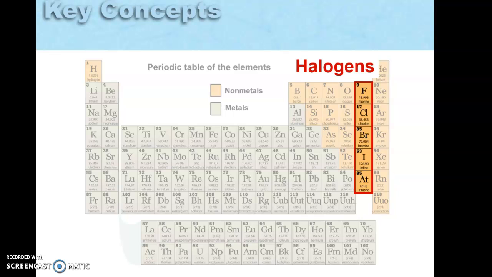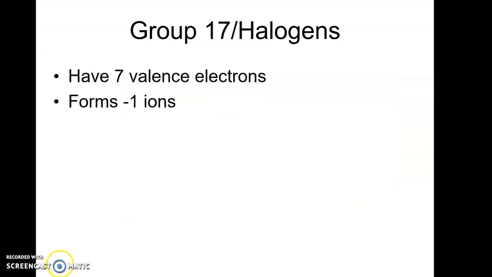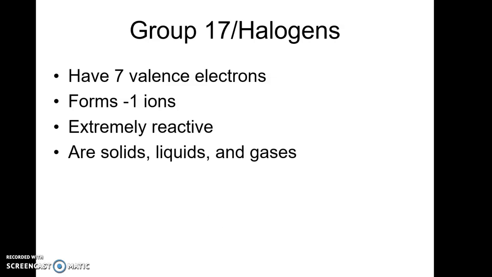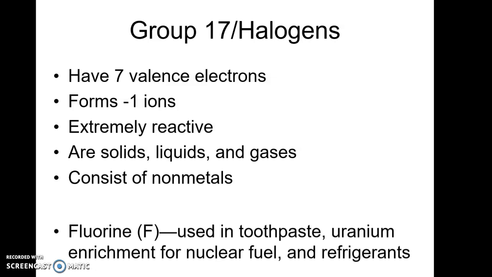Okay, let's move to group 17, our halogens. So group 17, the halogens, have 7 valence electrons, and again, it would be a lot easier to gain 1 electron to get 8 than to lose 7. So they are going to form -1 ions. And then we should know that they are extremely reactive. They really, really want that 8th electron, and they will do most anything to get that. They are all in different states of matter, solids, liquids, and gases at room temperature, but they are all non-metals.